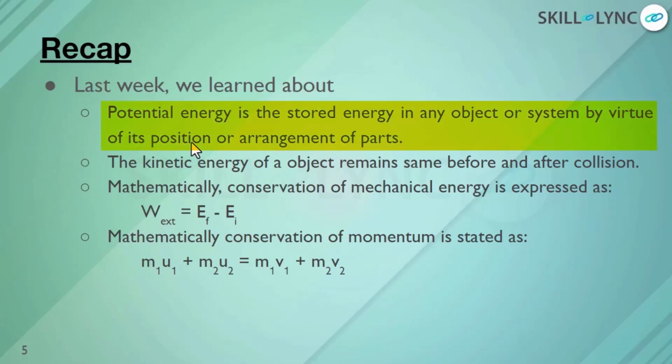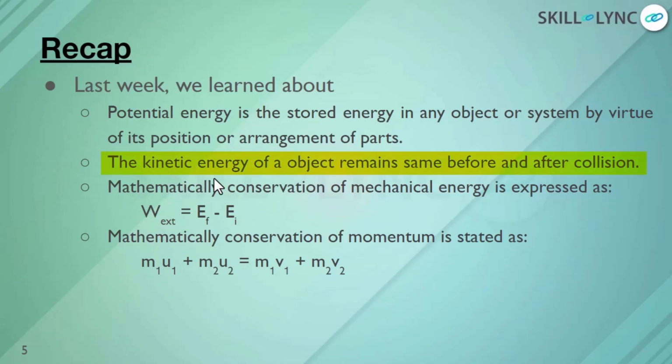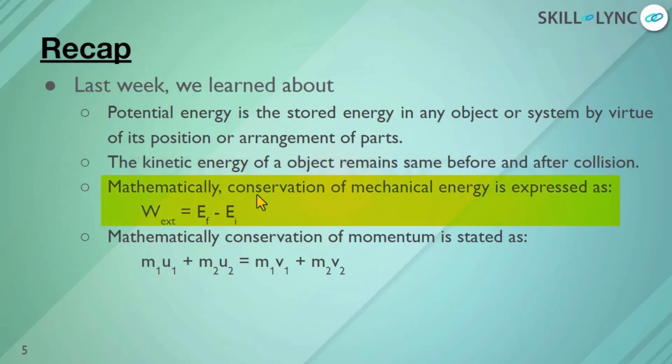Further, we have studied potential energy. It is the energy that is stored in an object or system by virtue of its position or arrangement of parts. We have also learned the kinetic energy of an object remains same before collision and after collision, and thereby we have come to the formula of conservation of mechanical energy that states that the work done by the external forces on the system is equal to Ef minus Ei. That is, work done by the external forces would always be equal to final energy of the system minus initial energy of the system.